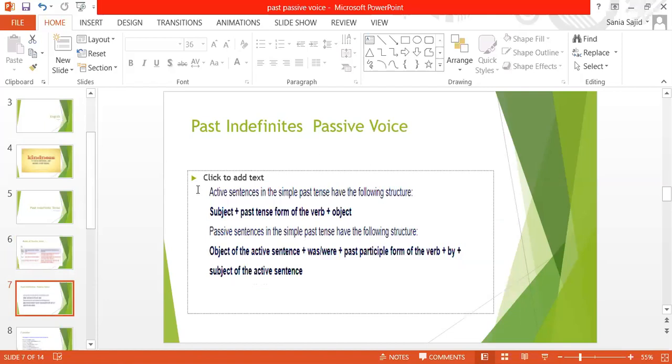Past indefinite passive voice. Active sentences in the simple past tense have the following structure: subject plus past tense form of verb plus object. Passive sentences in the simple past tense have the following structure: object of the active sentence plus was/were plus past participle form of verb plus by plus subject of the active sentence. In simple form, you can say object plus was/were plus third form of verb plus by plus subject. This is the formation of past indefinite passive voice.